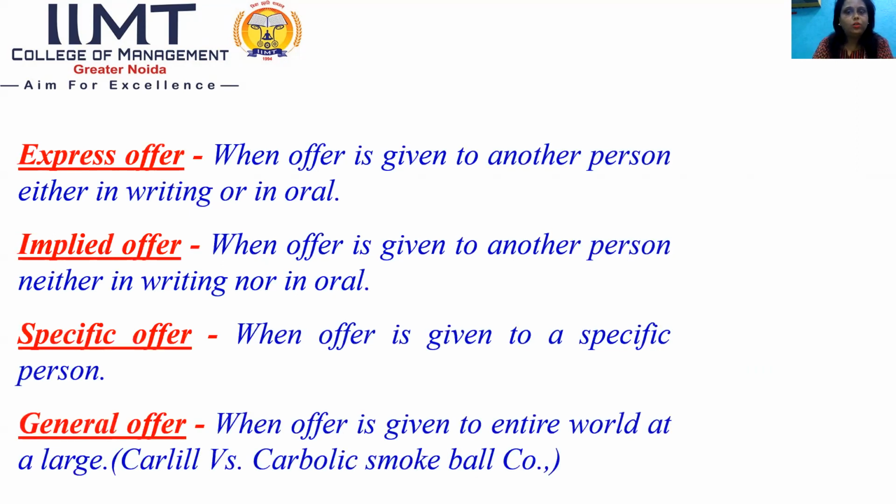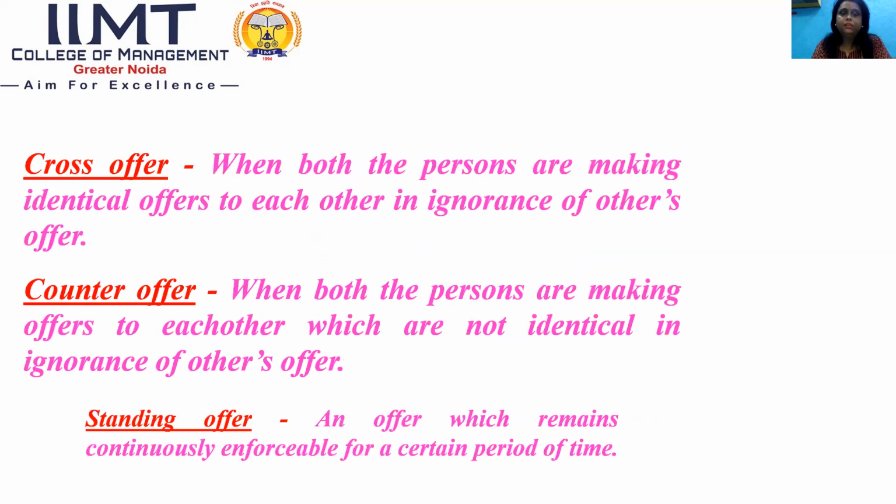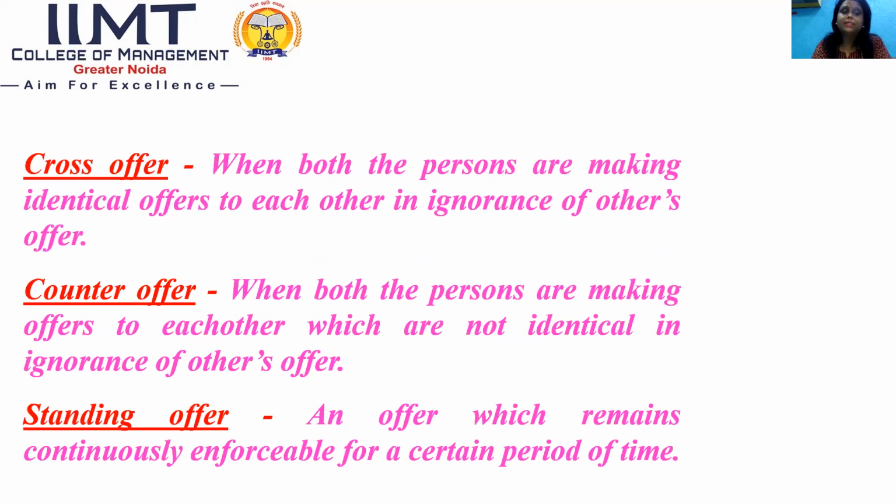Express offer: when an offer is given to another person either in writing or orally. When an offer is given to another person neither in writing nor orally, it is called an implied offer. When an offer is given to a specific person, it is called a specific offer. When an offer is given to the entire world at large, it is called a general offer. When both persons make identical offers to each other in ignorance of the other's offer, it is called a cross offer.